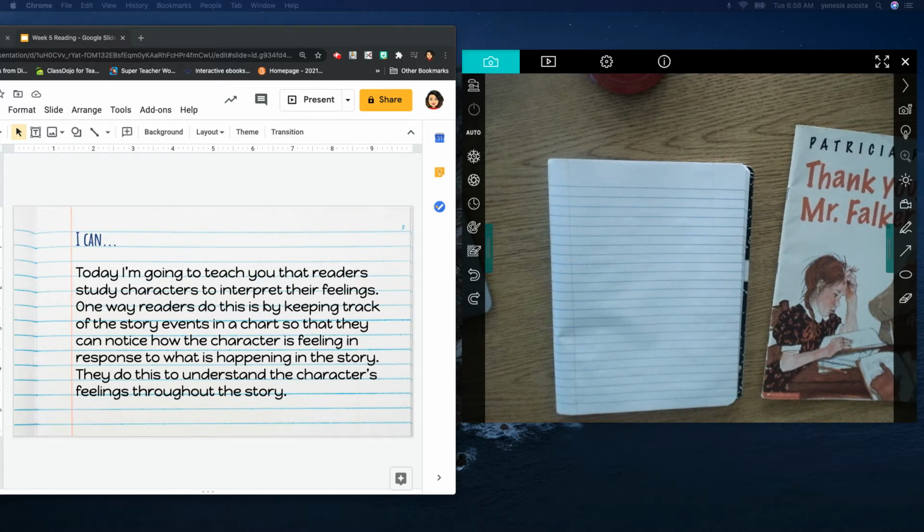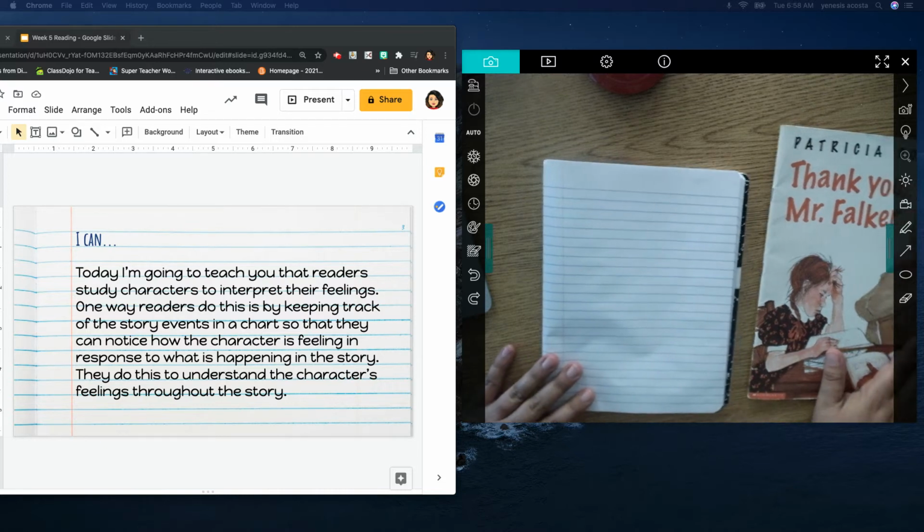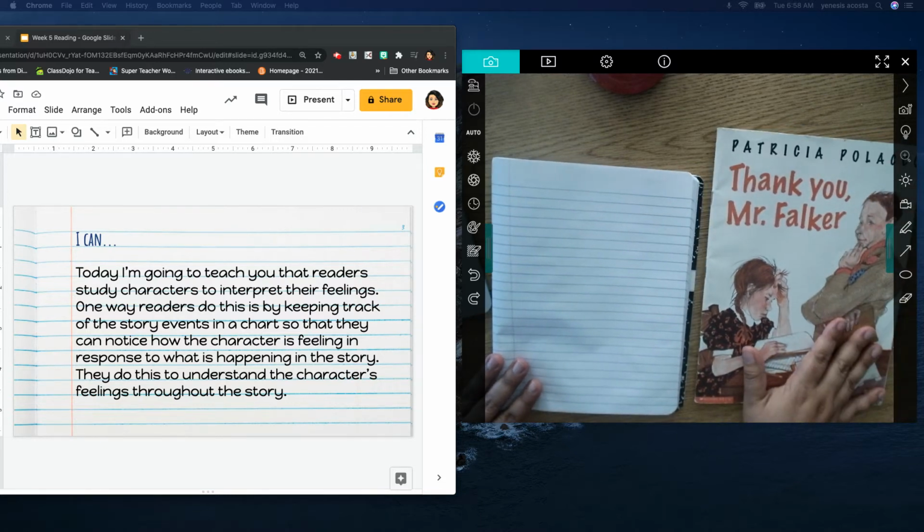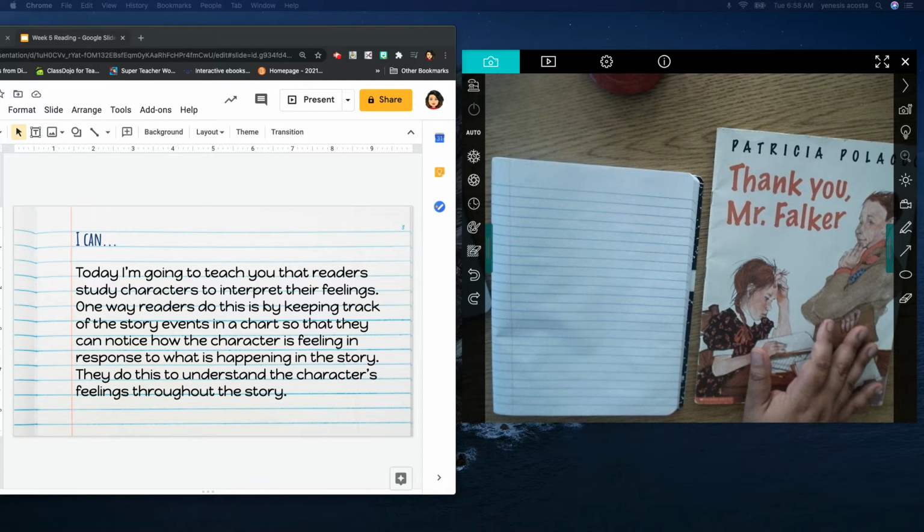Watch me as I study the little girl in Thank You, Mr. Falker. As I study her, I'm going to track my noticings on this T chart in my reading response journal that I have created. One side is going to say story event, and the other side is going to say character feeling.